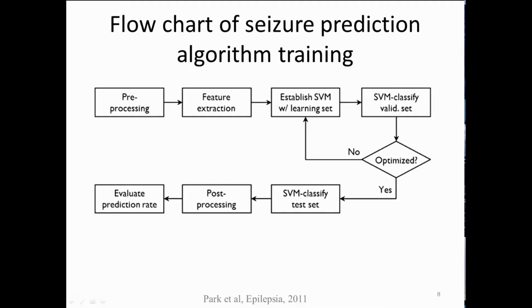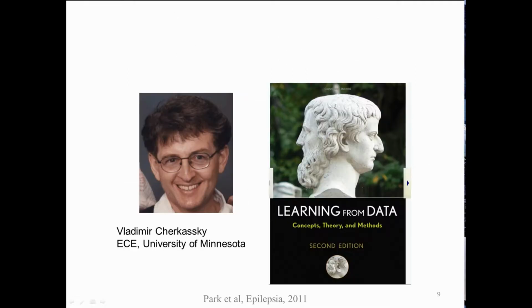There's a couple of parameters of the support vector machine, which I'll talk about later, which we can optimize over. And once the algorithm is optimized, then we test the algorithm on a final data set. The support vector machine produces a result trying to classify it. We find that that's kind of noisy, so we do some post-processing and then make our final seizure prediction from the processed data. The use of this training data set, the validation data set, and the learning data set was suggested by our colleague Vladimir Cherkassky, who wrote a great book, Learning from Data.